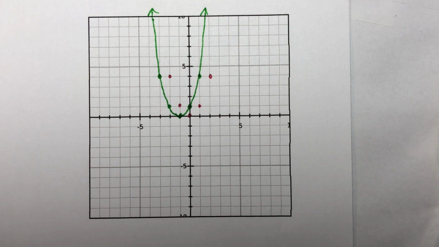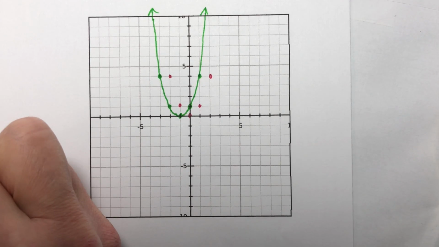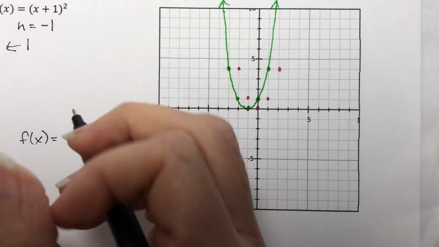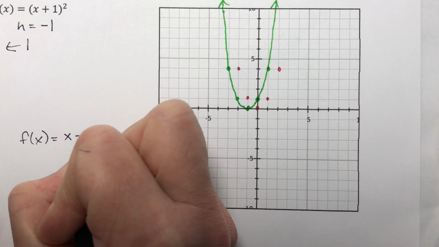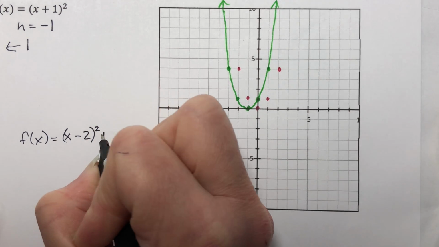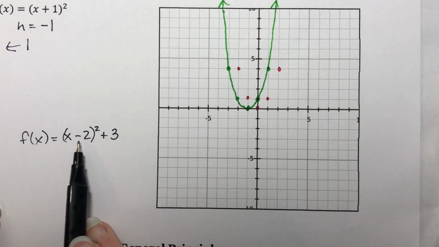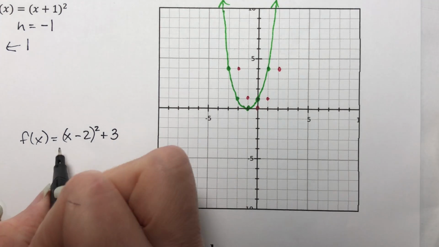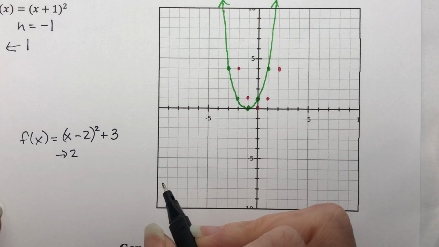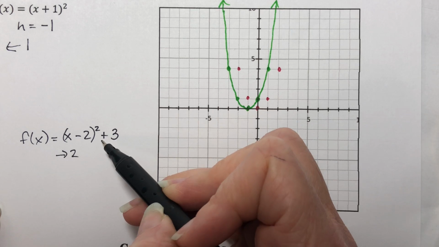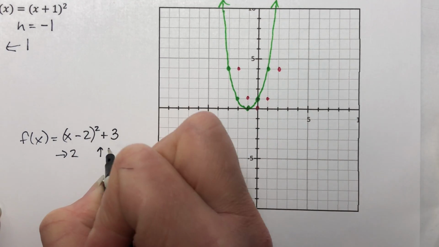I don't have this example exactly written down for us to talk about, but let's say you had f of x equal to, let's say, (x minus 2) squared plus 3. Okay? This is inside the square, so this is going to be our horizontal shift. This is a minus, so my h value is positive. This says I'm going to go right 2. This is outside, so it's our vertical shift, and vertical shifts seem normal. This is positive, so I'm going to go up 3.